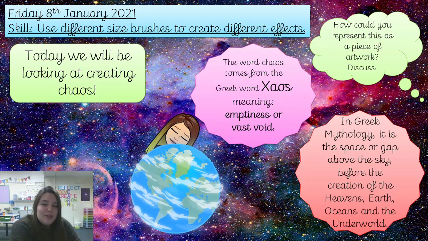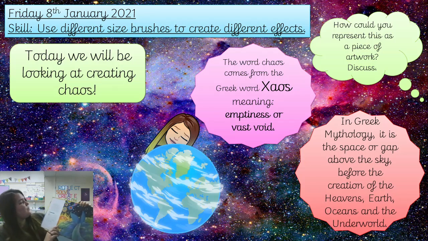Okay, I hope you have come up with some really lovely ideas and thought about what I am thinking of when I talk about chaos and looking at the creation of the heavens, earth, the oceans and the underworld. So hopefully you have thought about this book that we've been doing in English. If we think back to the first page in this book: First there was chaos. From chaos sprang earth and heaven.